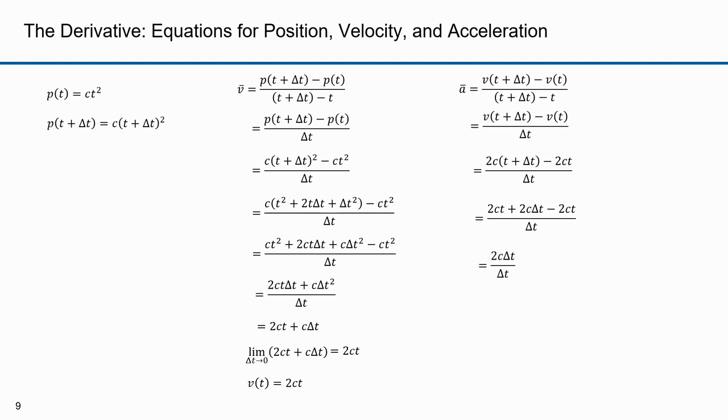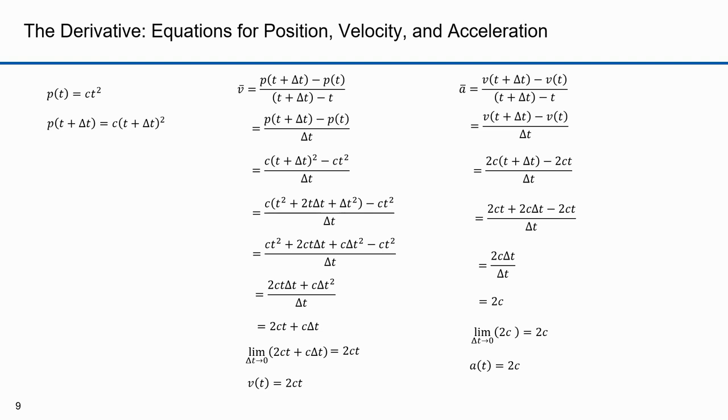And that reduces to 2c delta t over delta t. There are delta t's in both the numerator and denominator that will cancel, and I'm left with 2c. I could take the limit as delta t approaches zero like I did for velocity, but there's no delta t term here, so that's an unnecessary step. Velocity was changing over time. Acceleration in this example is constant. Average acceleration and instantaneous acceleration are the same.